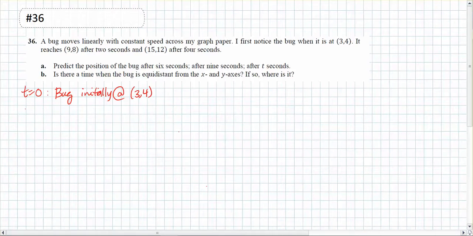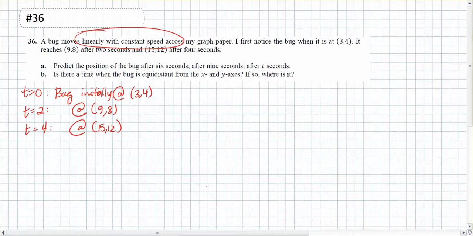And then after 2 seconds, it's at 9, 8. And then after 4 seconds, it's at 15. And it says it's moving linearly at a constant speed, so we should assume that it's going to keep this pattern going. So the first question is, where is it after 6 seconds?